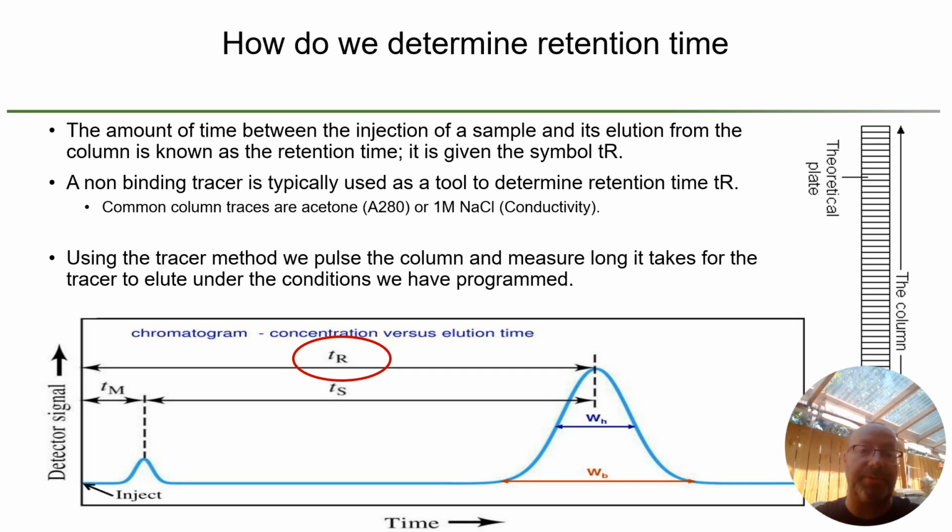The two most common tracers we use are acetone, which happens to absorb at 280 nanometers, so we can use our UV detector to measure that, and sodium chloride, a high molarity sodium chloride. Some people use half molar for this. I put down 1 molar because anything in that range works fairly well. And you can get a conductivity peak through our conductivity sensor on the equipment that we happen to have in the lab. So that's how we would measure our retention time: we would load a tracer onto the column and see how long that tracer takes to come off the column.